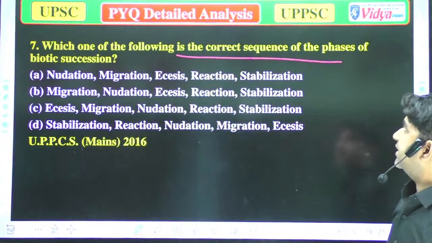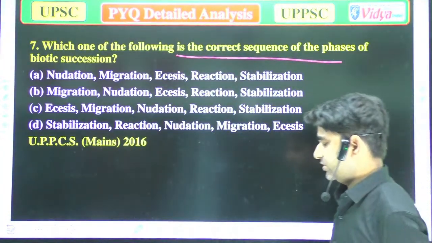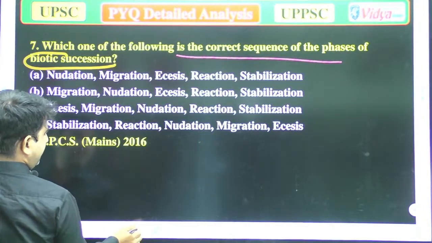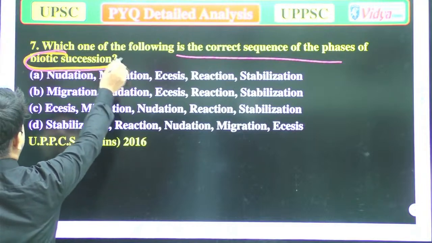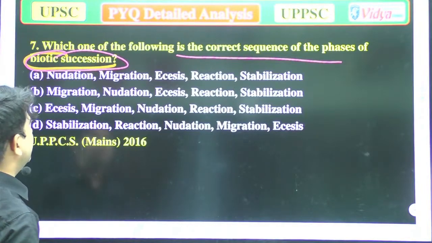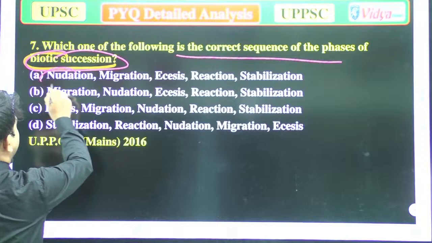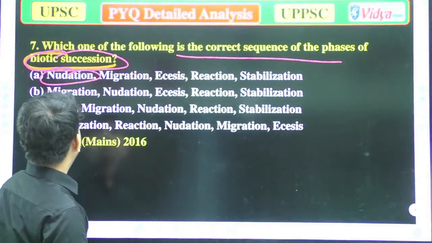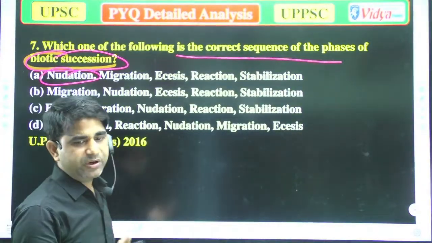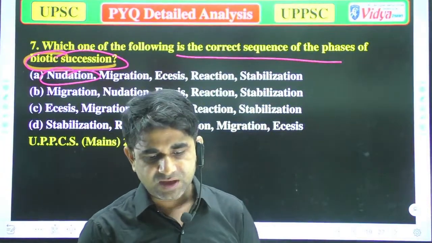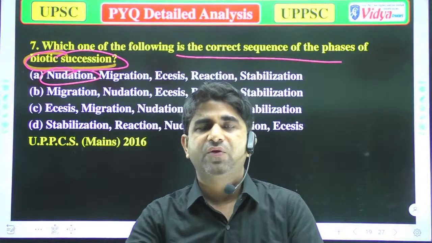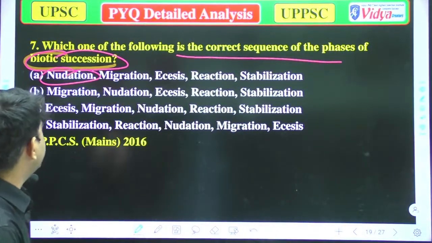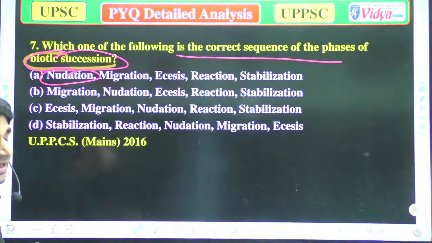Which of the following is the correct sequence of phases of biotic succession? When we talk about biotic succession, the first thing is negation. What happens in negation? All the living organisms of that area will be fully eliminated, which is known as negation.